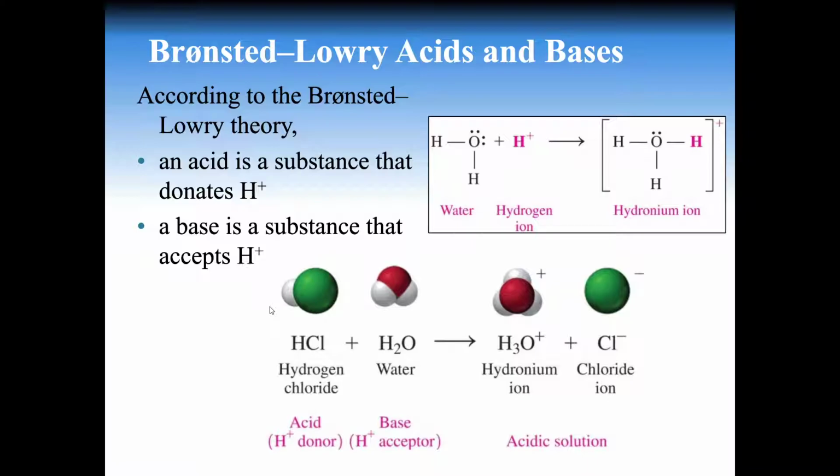Now, the Brønsted-Lowry theory, I can't say that, Lowry. So an acid is a substance that donates an H plus proton, okay, so a hydrogen ion. And then a base is any substance that accepts the hydrogen ion. Okay, so this is going to create a system.